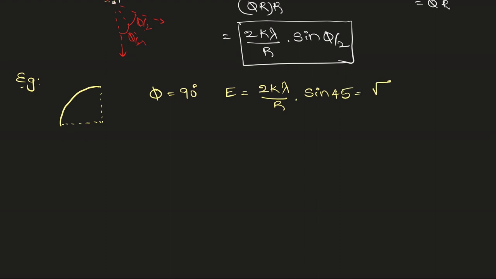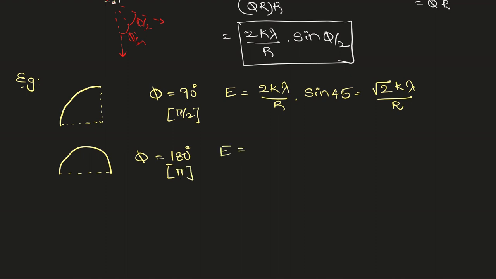So we'll get that the electric field will be root 2 k lambda by r. Suppose they give a semicircle, then phi will be equal to 180 degrees, or in radians, pi. So the electric field will be equal to 2k lambda by r into sine 90. What is sine 90? Sine 90 is 1. So it will be 2k lambda by r.